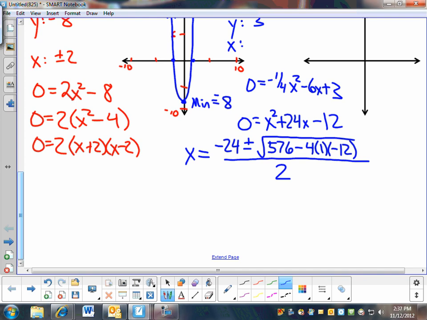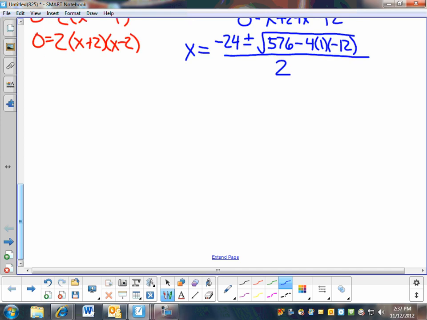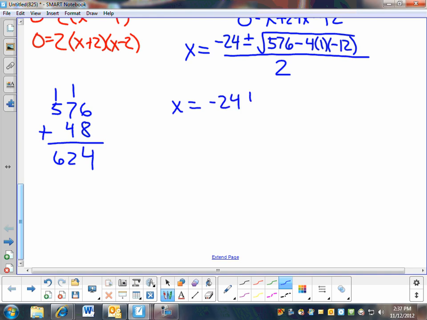Any questions where I got any of these numbers for the quadratic formula? Okay, then let's simplify. I have 576 minus 4 times 1 times negative 12. So that's 576 plus 48. 624. We would now like to try to simplify 624. I happen to know 624 is divisible by 16. 16 and 39.